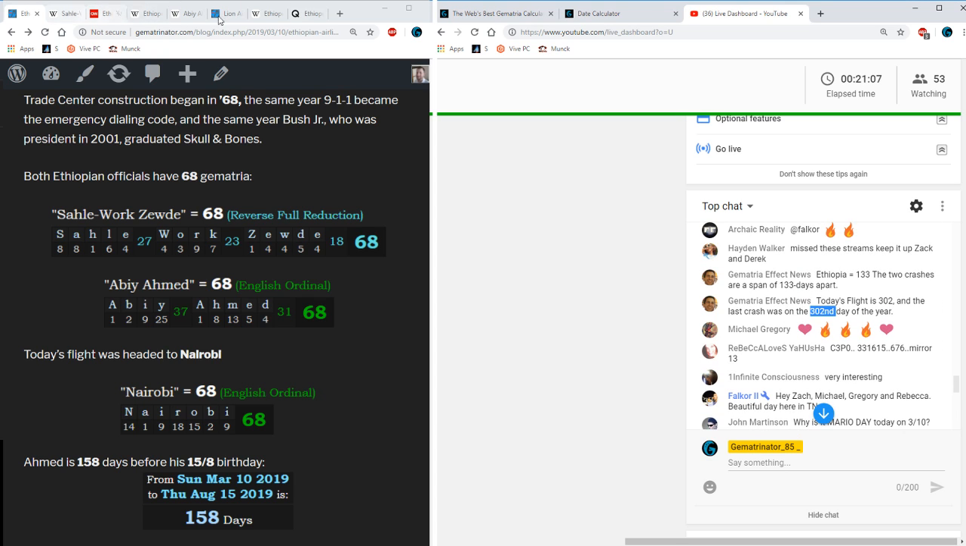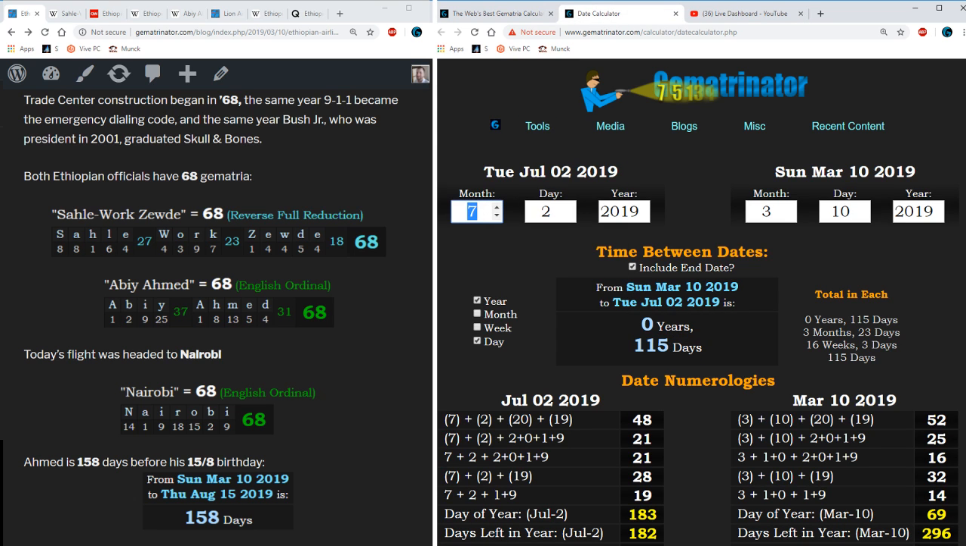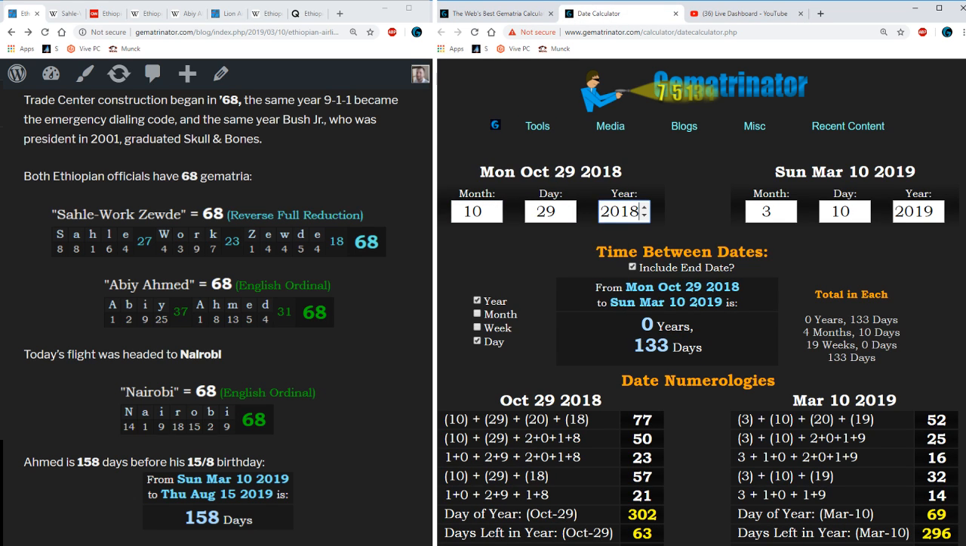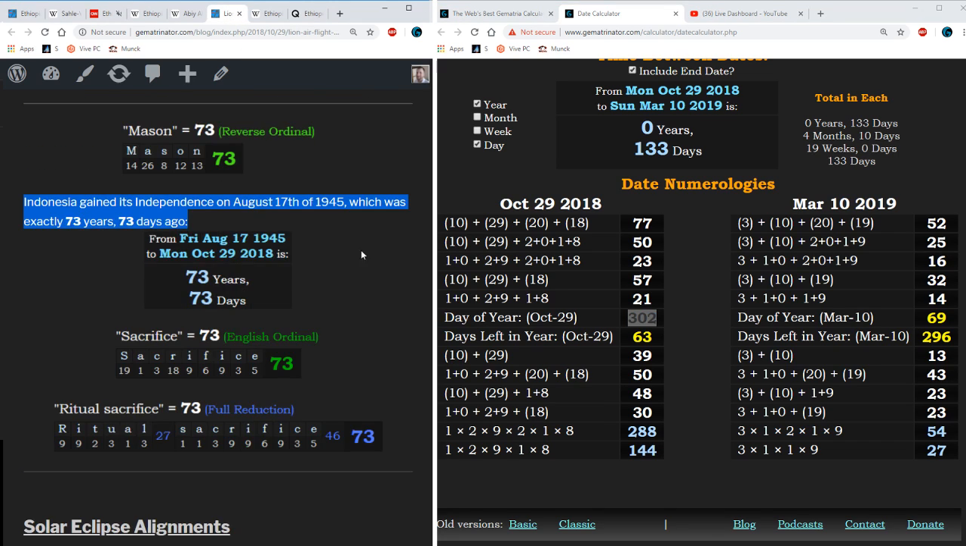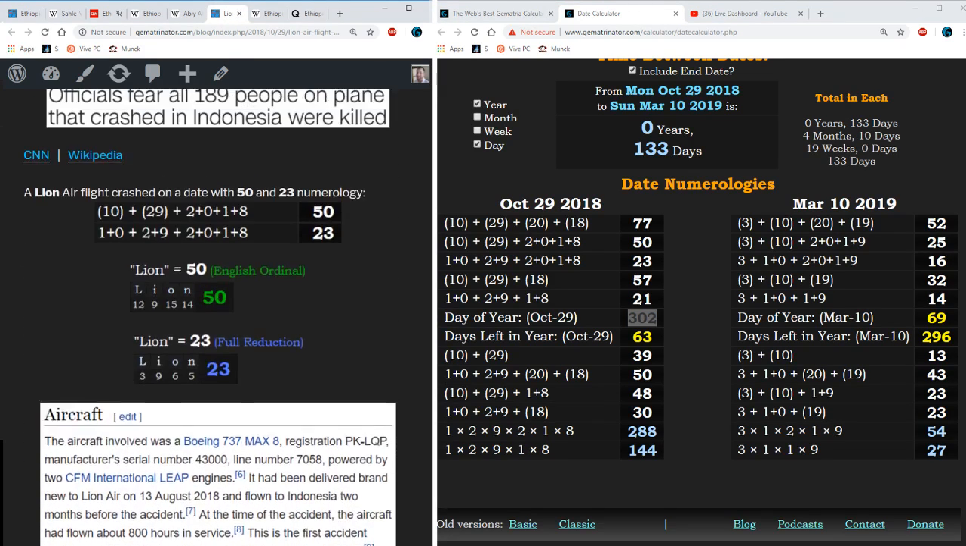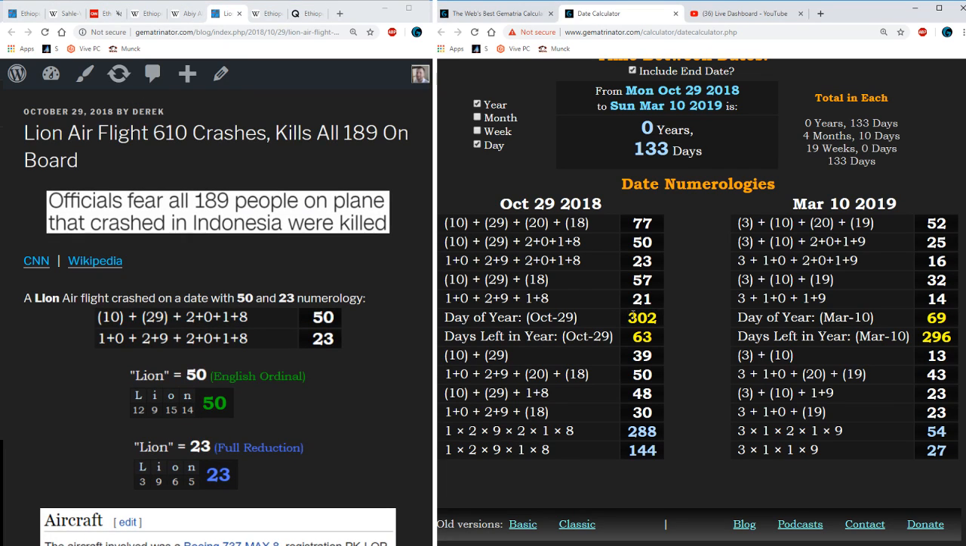Oh, that's a good point. Oh, okay. Great catch. Zach's in the chat and threw this out there. Today was the crash of Flight 302. This last airplane crash, Lion Air Flight 610, crashed on the 302nd day of the year. So that definitely stands out.